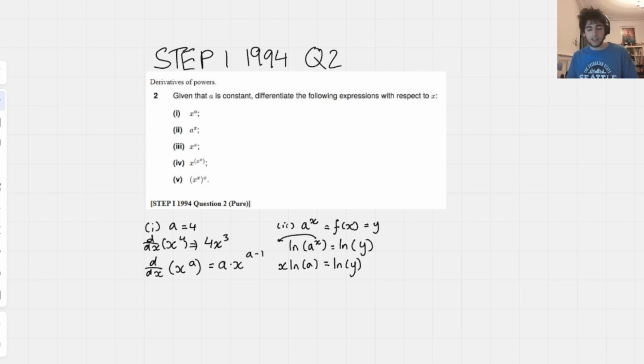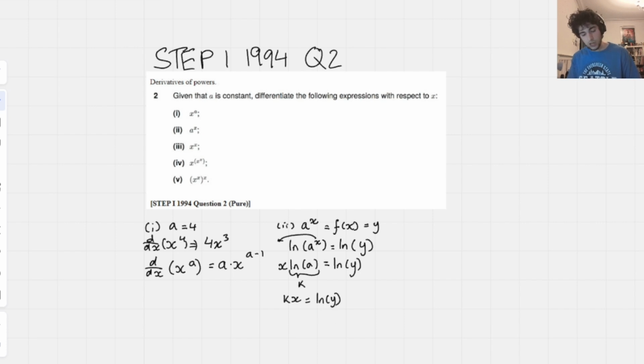So effectively, on the left-hand side, we have just a constant, because a is a constant, right? ln of a is therefore also going to be a constant, as long as it's defined. Obviously, you can't take the natural log of any negative number. So as long as it's defined, ln of a is just going to be another constant, like a k, right? So effectively what we have is kx equals ln y.